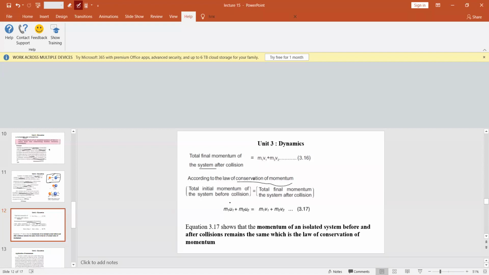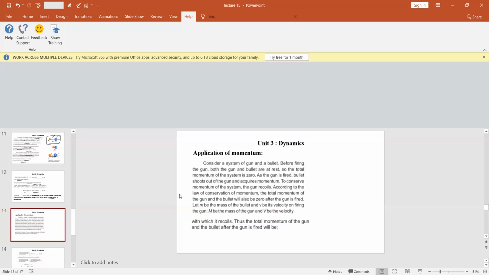So what we do, we just write the initial momentum over here and the final momentum over here, and they are both the same, unchanged. They are again moving in the same direction after the collision. So this equation makes it clear that the momentum of an isolated system before and after collision remains the same, which is the law of conservation of momentum. There is also another example of momentum, and this example is also very important, right? So this will also clear your concept regarding conservation of momentum.